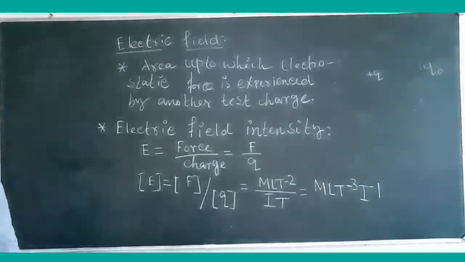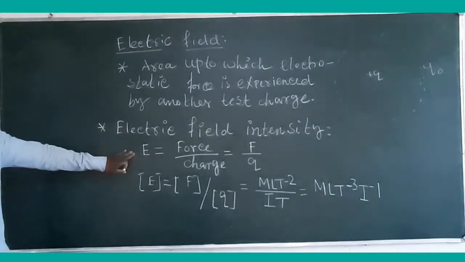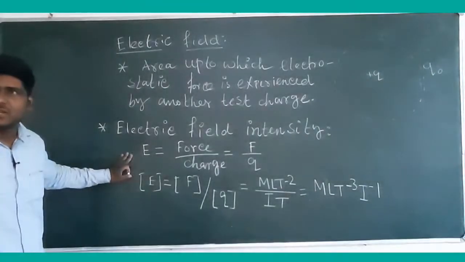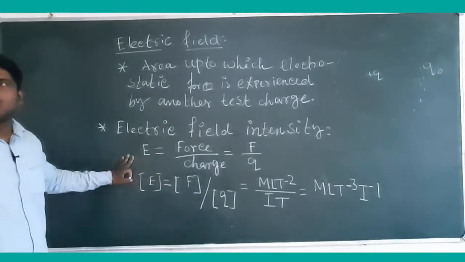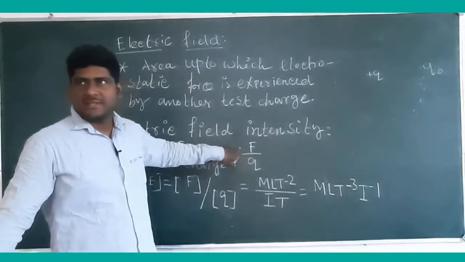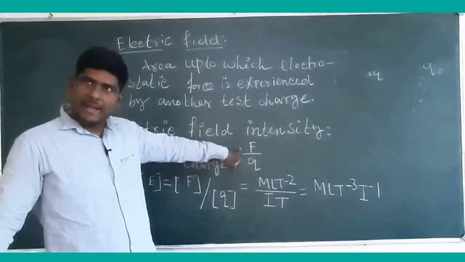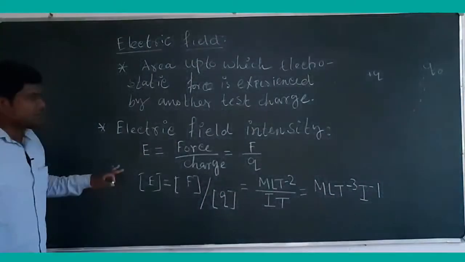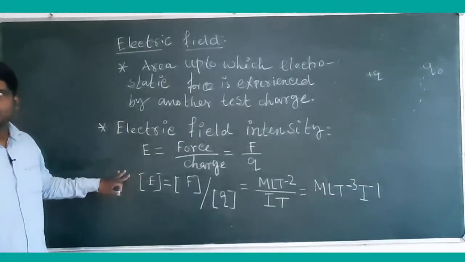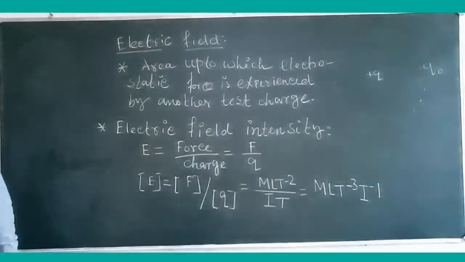Okay. Now if you want to find out the expression of this electric field in terms of Coulomb's law, then you can put the expression of Coulomb's law in the place of F, and you will obtain the expression of electric field in terms of Coulomb's law. Okay. So now we will find out that expression.